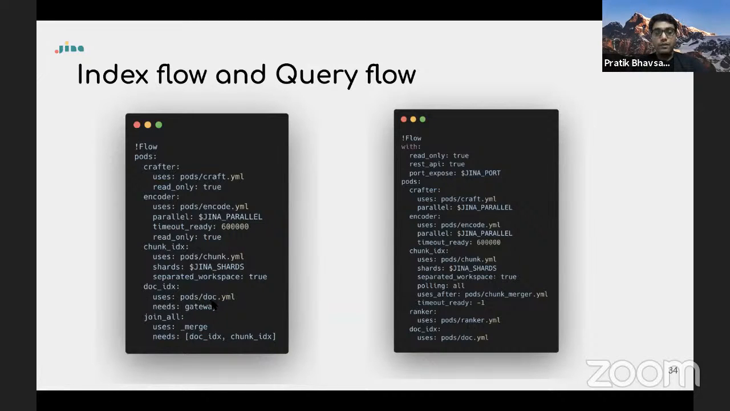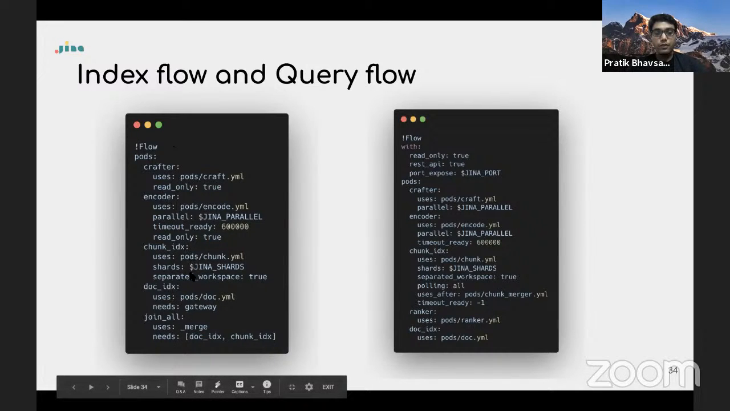Again, for the document indexer, it's a key value indexer I was talking about. So that everything happens in a flow that you define over here, and then it's completed.